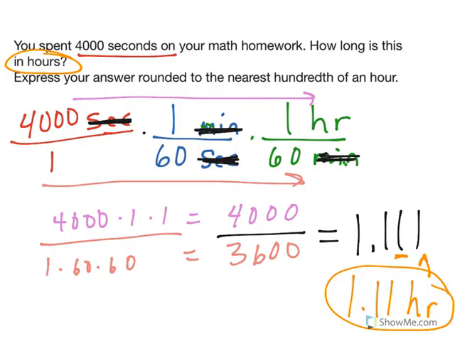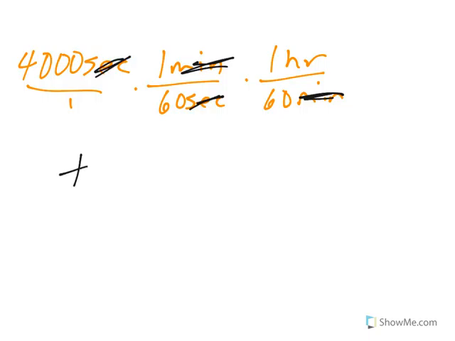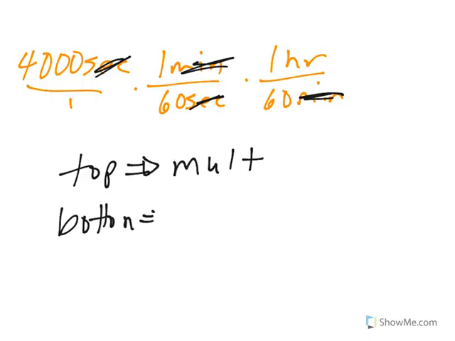And you might be thinking right now, well, you said there were two ways. What's the other way? Well, we had our 4,000 seconds over 1 minute over 60 seconds, and 1 hour over 60 minutes. Well, right, these things all canceled out. You can think of it that everything in the top, so top means you multiply, and if it's in the bottom or the denominator, that means you divide.